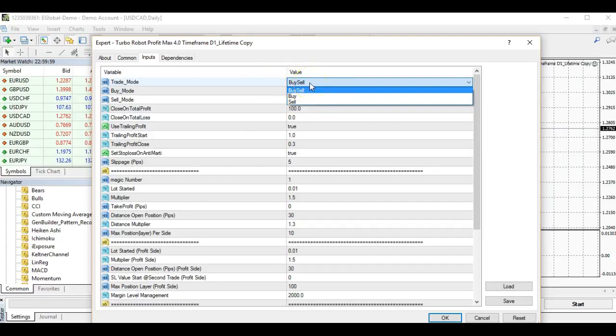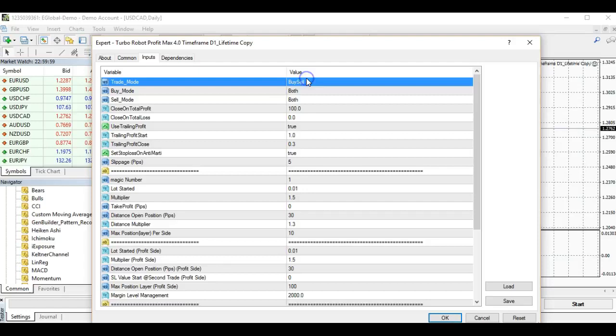Trade mode means either you want to only buy, or only sell, or you want both, so you can choose buy and sell. I think this is basic for you guys. If you are already in the market, already learning forex, I think you know what buy and sell are in forex.